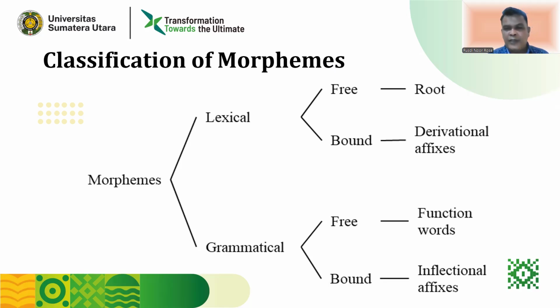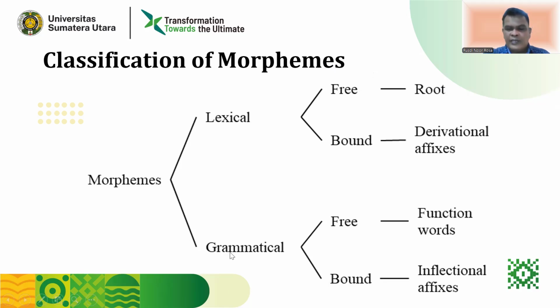Meanwhile, the bound morphemes that belong to lexical morphemes include derivational affixes. And you know, derivational affixes are used in the process of derivation. That is the process of building new words by changing the meaning of the words and or the class of the words. Okay, so these are free morphemes and bound morphemes for lexical morphemes.